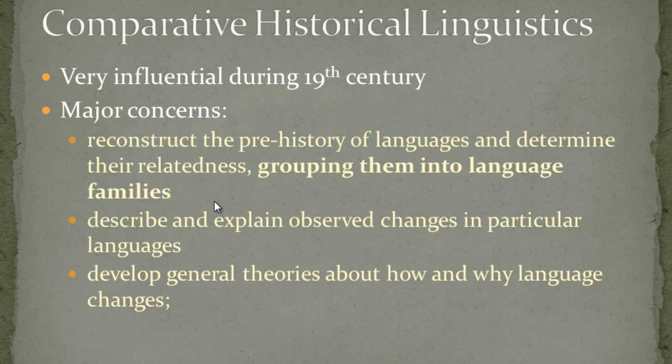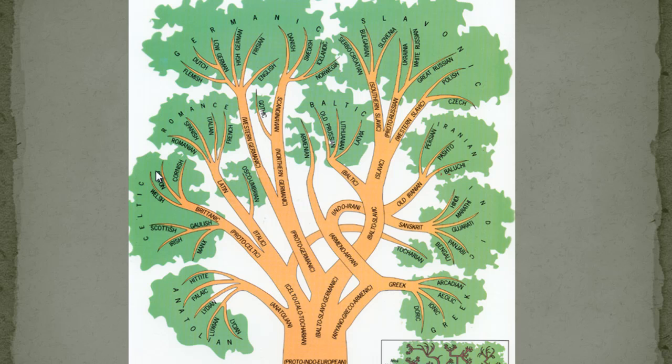So, theories about language changes. Now, all of those things come under comparative historical linguistics. Now, by learning about the history of languages and comparing them with each other, we come up with what we call language trees like this.